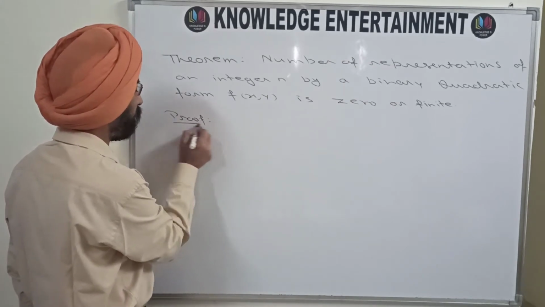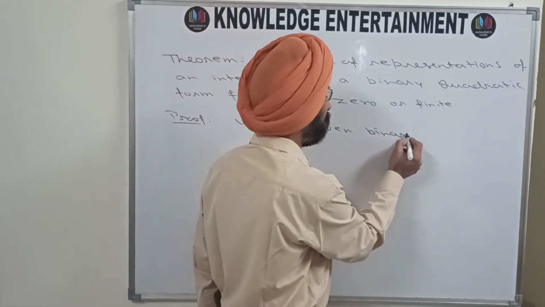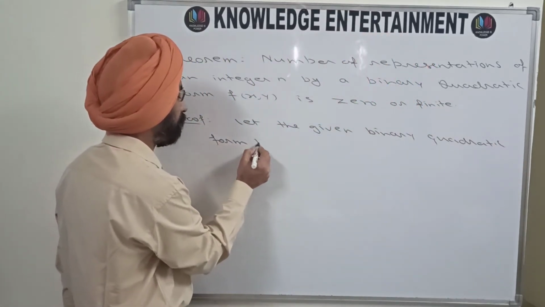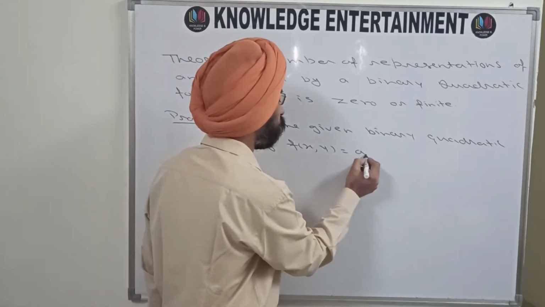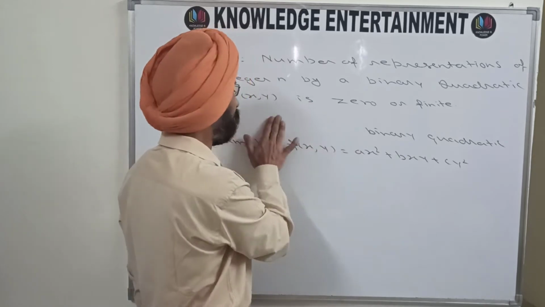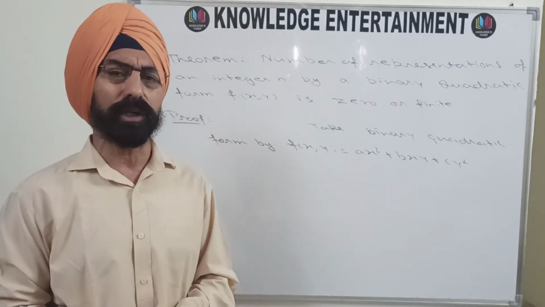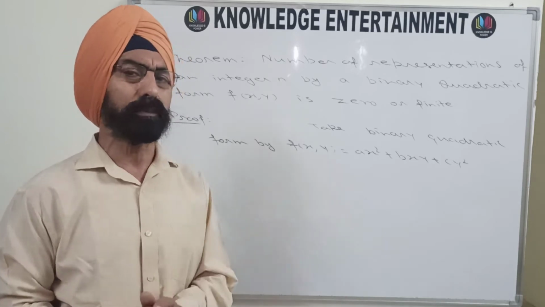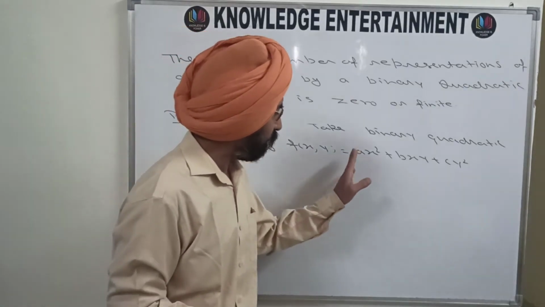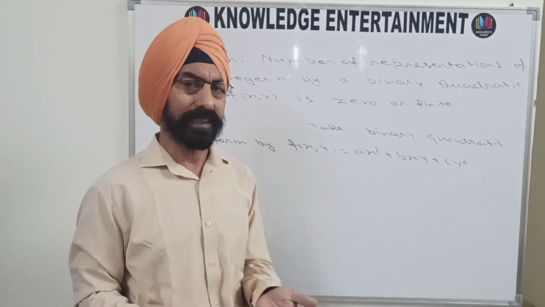Proof: let the binary quadratic form be f(x,y) = ax² + bxy + cy². Take a binary quadratic form, because if we say the given binary quadratic form, that means we are talking about some particular one. Here we are not talking about a particular binary quadratic form. We have taken just a general binary quadratic form, and we will show that the number of possibilities of the coefficients a, b and c is finite, and once these choices are finite, the number of binary quadratic forms will become finite, or it may be 0.